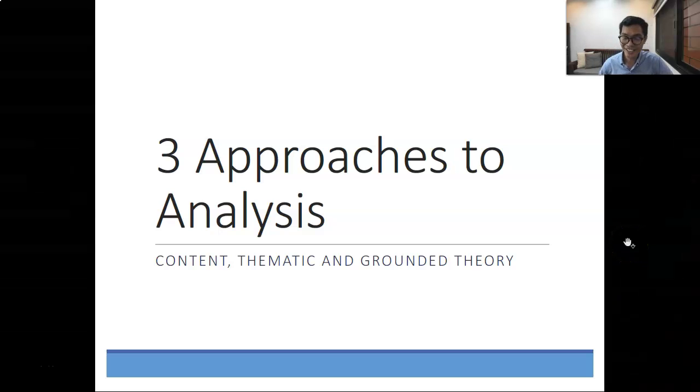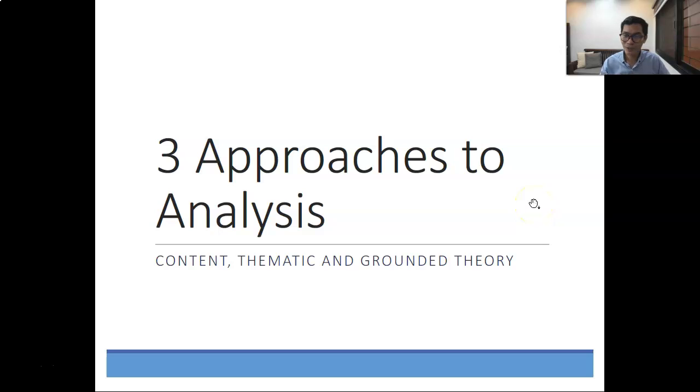Hi, young budding researchers. Now, let's focus on the three approaches to analysis. This is a continuation of our previous discussion on the coding process, how to categorize the codes, and even formulating themes. Again, just a full disclosure, I'm still using the same slide coming from the American Association of Pediatric Directors in one of their conferences.